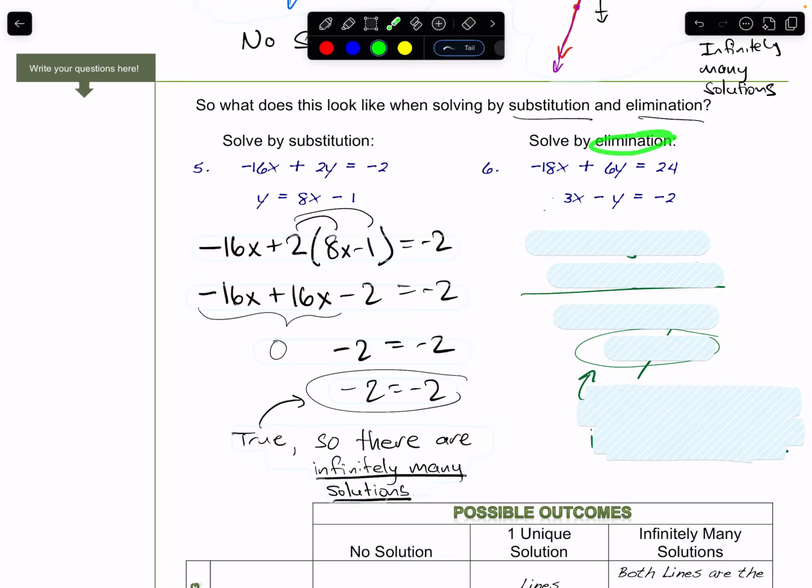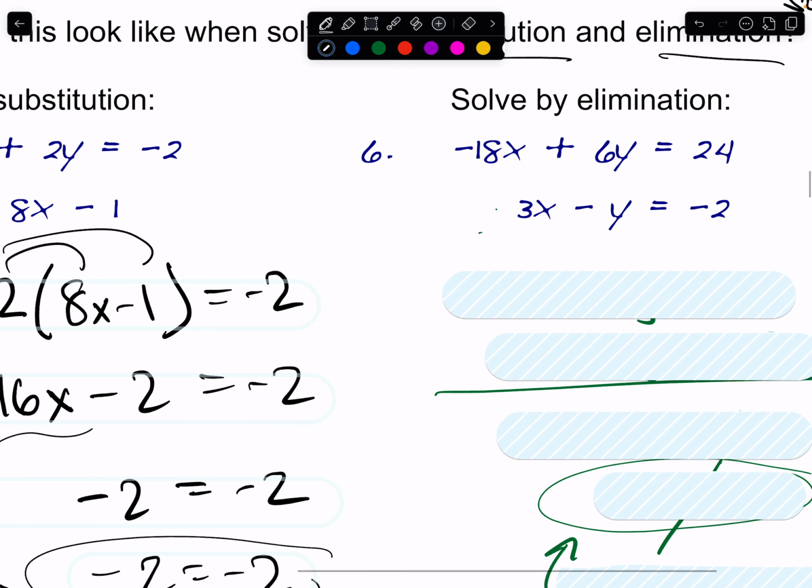Okay, let's try the elimination method. Remember, for elimination, you want to line up your x's, line up your y's, line up your equal signs, and then line up the constants on the other side of the equal sign. We already have that, but the x coefficients are not opposites, and neither are the y's. I'm going to try to cancel the x coefficients. So I'm going to multiply both sides of the second equation by 6 so that I get an 18x to cancel out that negative 18x.